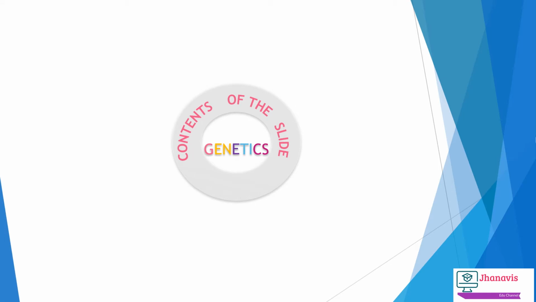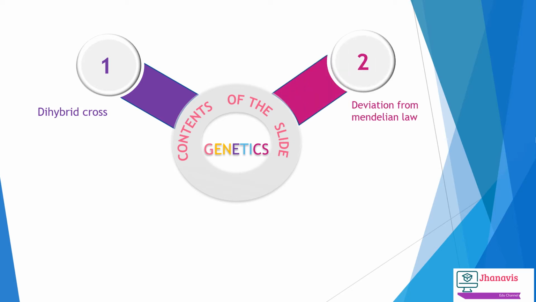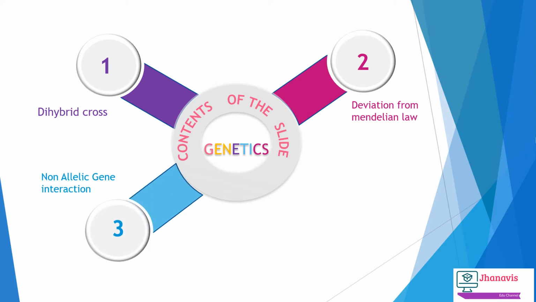Hello friends, now we are starting with the second part of genetics where we will study about the dihybrid cross, and the deviation in the Mendelian law mainly called incomplete dominance. Next we will study non-interallelic gene interactions and different types of genetic interactions, that is nothing but epistasis, different types of epistasis.